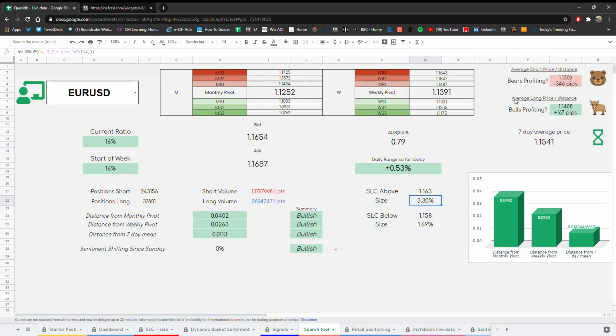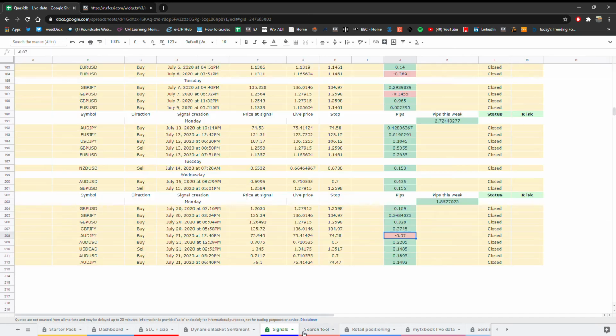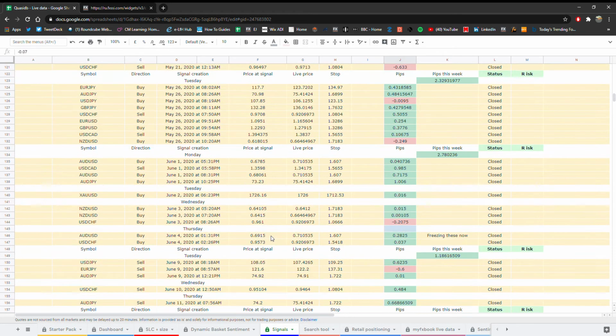So that's the search still. Just keep an eye on this, and then you should be okay. Just look at the signals, just very quickly.